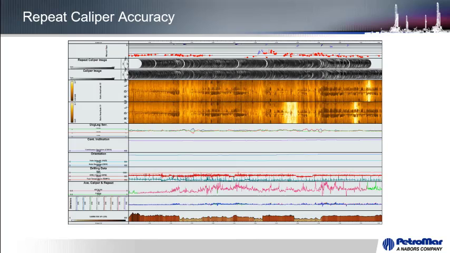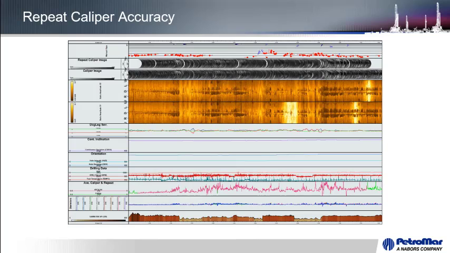So we ran this experiment with the tool. We drilled one section down, and then while rotating, we back reamed over that same exact section. So at the top, we've got the two caliper images in the cylinder. We've got tadpoles above that. But then below that, we've got the caliper repeated, and then the caliper.